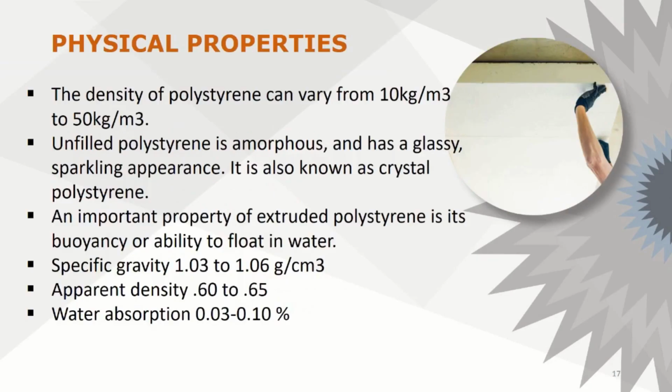The density of polystyrene can vary from 10 kg per cubic meter to 50 kg per cubic meter. Unfilled polystyrene is amorphous and has a glassy, sparkling appearance. It is also known as crystal polystyrene. An important property of extruded polystyrene is its buoyancy, or ability to float in water.